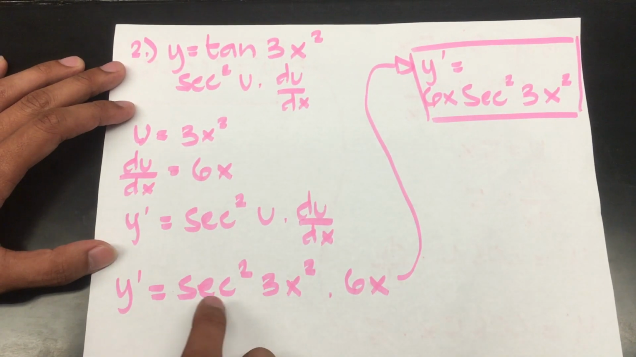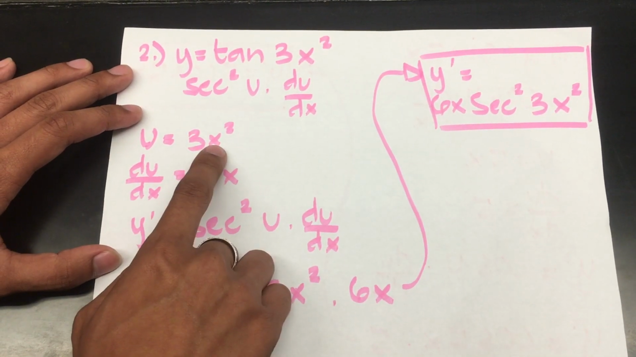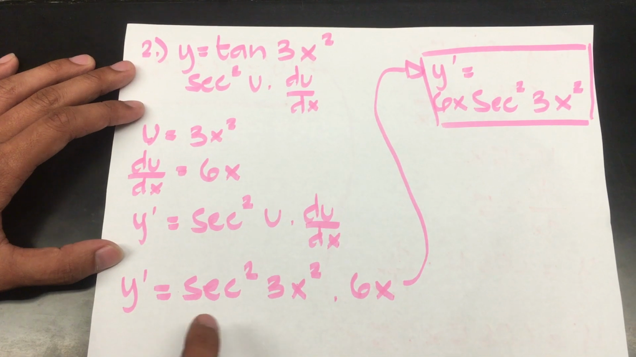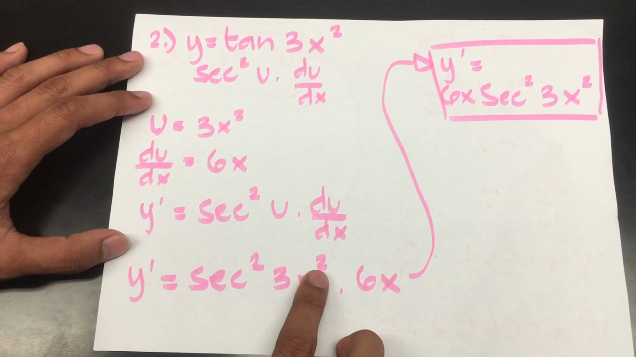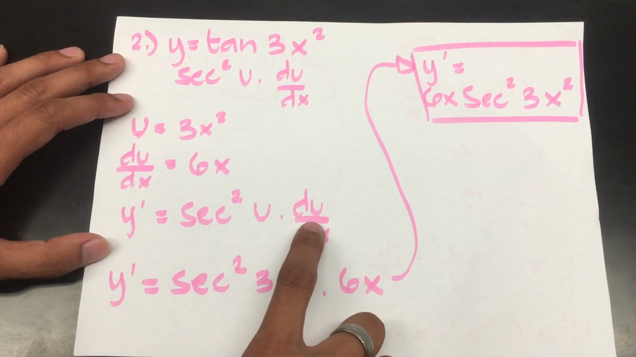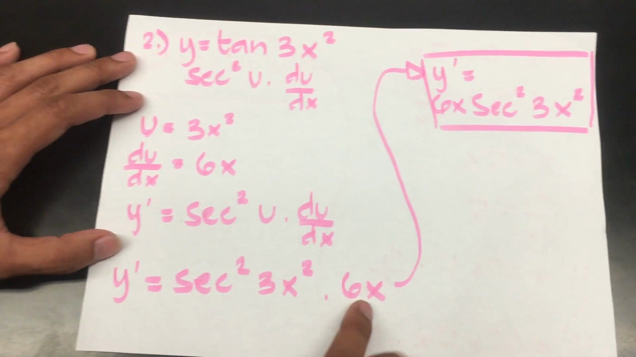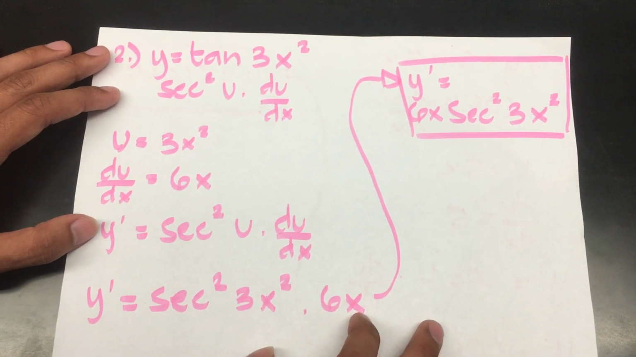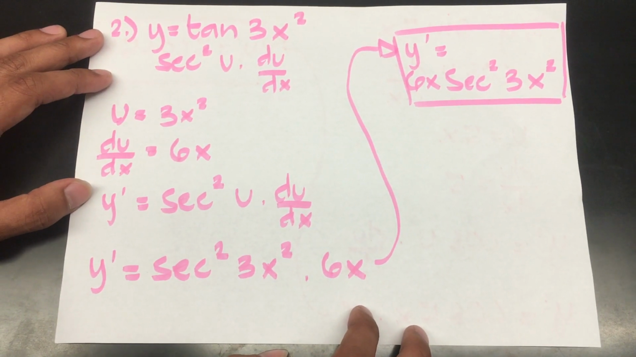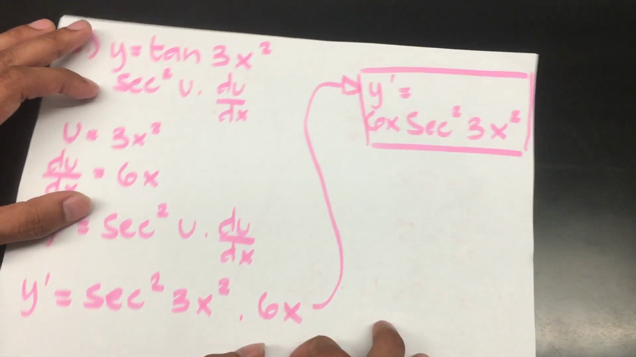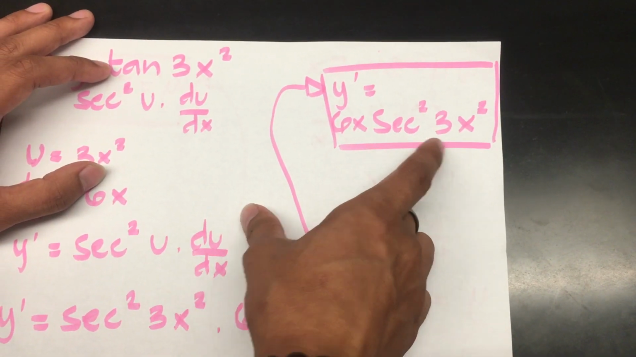So we're going to plug in the u, which is 3x squared, and then it becomes sec squared 3x squared times the derivative of 3x squared, which is 6x. By multiplying sec squared 3x squared times 6x, the final answer is 6x sec squared 3x squared.